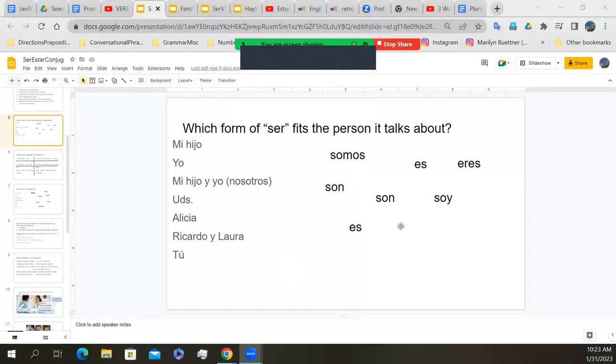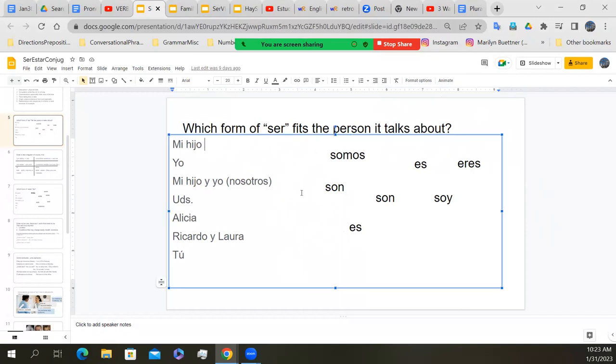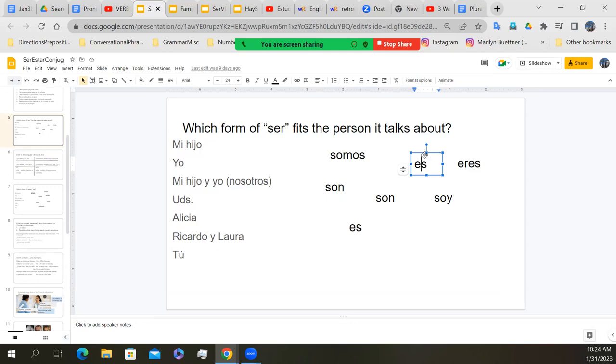We've got all these forms mixed up on the right. A la derecha, on the right side of the screen. We've got somos and son again, and es, and soy, and es again, and eres. Let's see if we can move these around. Which one of these verb forms will we use to talk about mi hijo, my son, my kid? If I want to say my kid is... Which form matches up with mi hijo, my son? Es. Yes. Happily, es is quite similar to that word is.